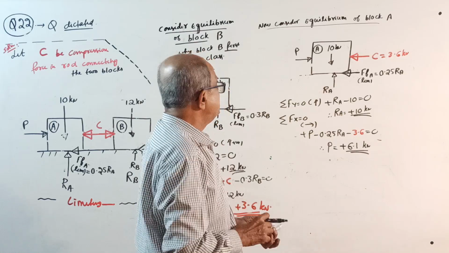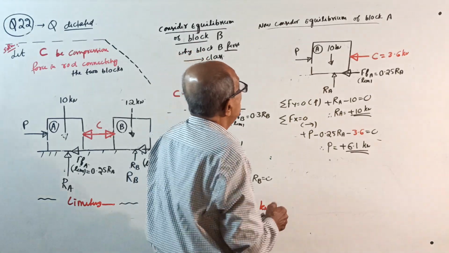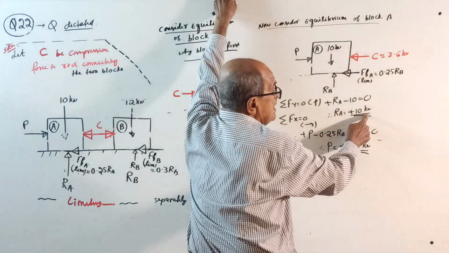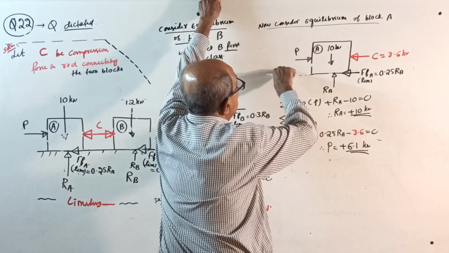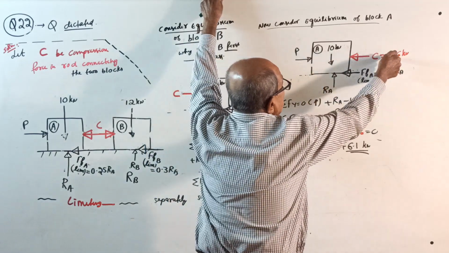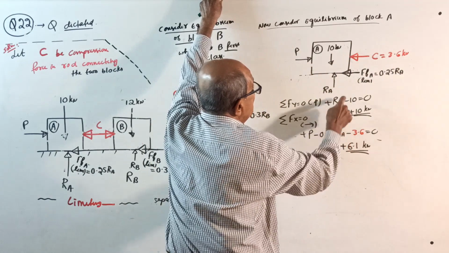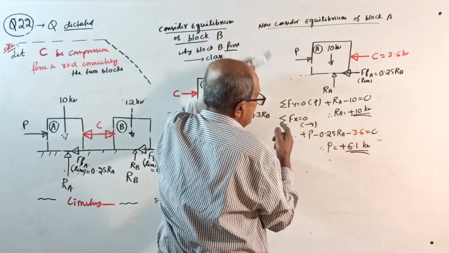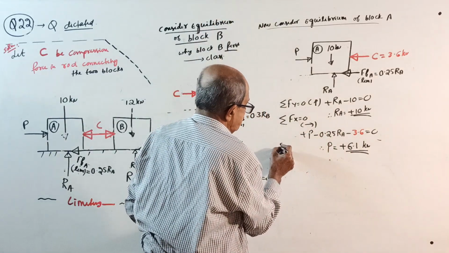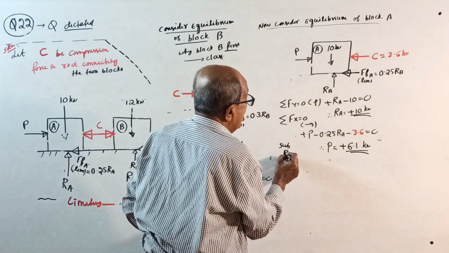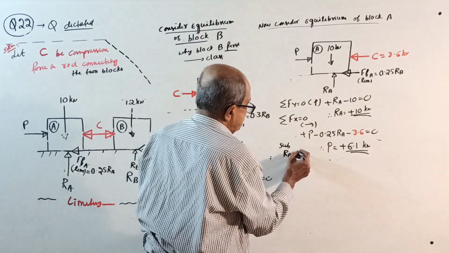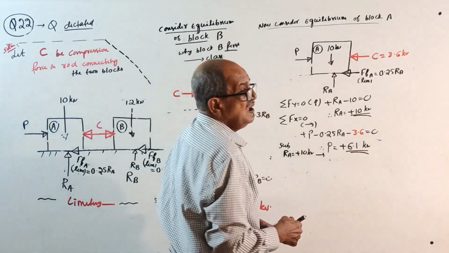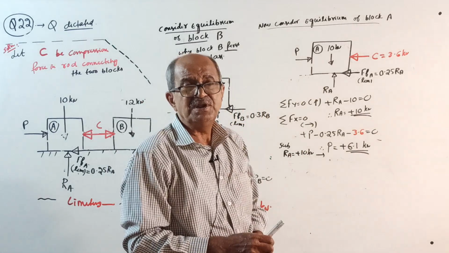Now the question is very simple. Sigma Fy = 0: plus RA minus 10 equal to 0, so RA will come 10. Sigma Fx = 0: plus P minus 3.6 minus 0.25 RA equal to 0. Substitute RA equal to 10 kilonewton. You will get the value of P, which will make the system on the verge of moving.